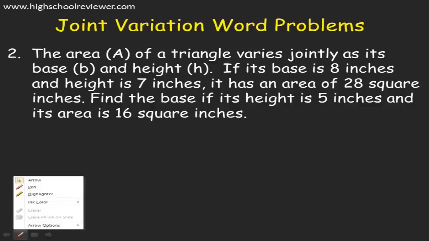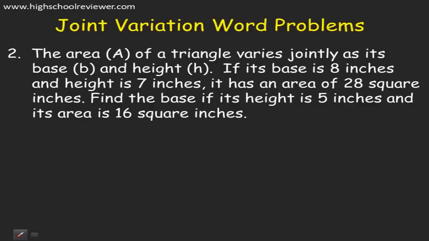So we have three variables given. So our first variable is the area, or A. So this is A here. And the second variable is the base, or B. The third variable is the height, or H. So the value for base is 8 inches. So B will be equal to 8. And the value for height is 7 inches.